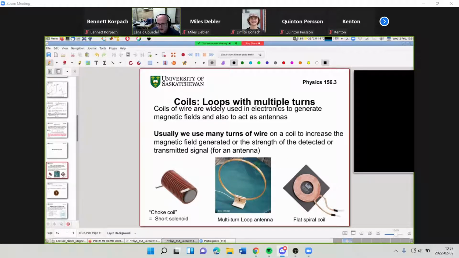And we have different types of coil. We have choke coils, which are short solenoids. We have multi-turn loop antennas, or we have flat spiral coils.